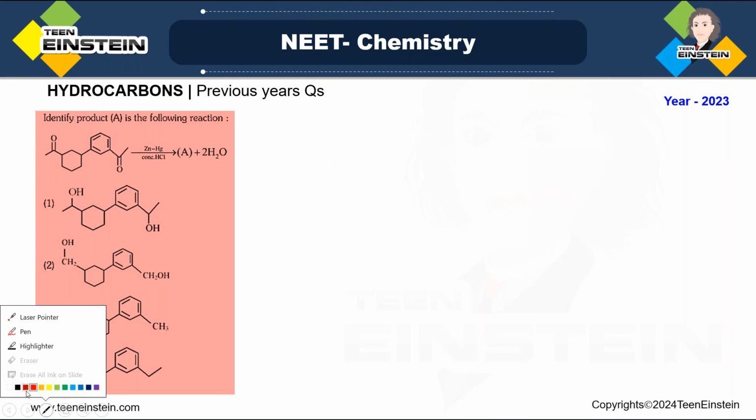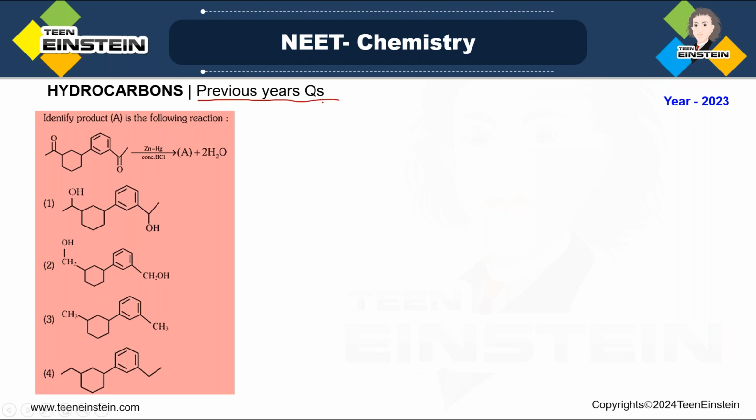Hello everyone. So in this video, we will discuss previous year's questions from the exam NEET, from the chapter Hydrocarbons. Here we have the first problem: identify product A in the following reaction. Here a carbonyl compound is given, in which two ring structures are there. One is a benzene ring, another one is a normal cycloalkane, and here we have a COCH3 group present, right?